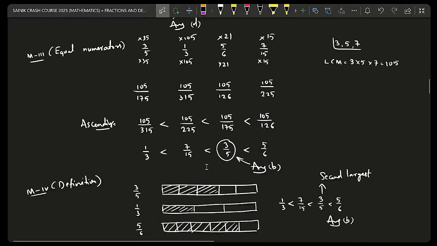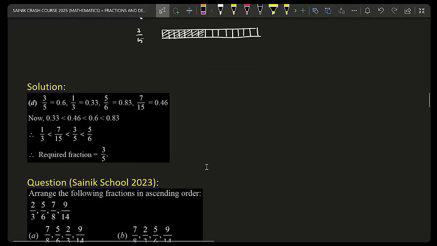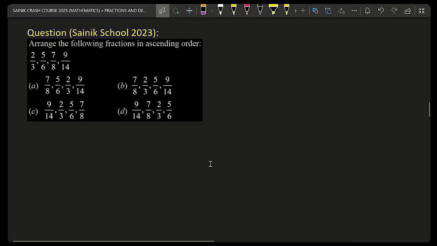Okay, so the next question all of you have to try, that is this question. This question also came in the 2023 exam. Arrange the following fractions in ascending order. Similar type of question they are asking. You can apply any method. Either you can go for the decimal method, or you can go for equal denominators, equal numerators. All of you can try now.